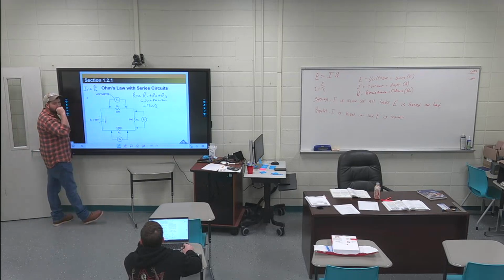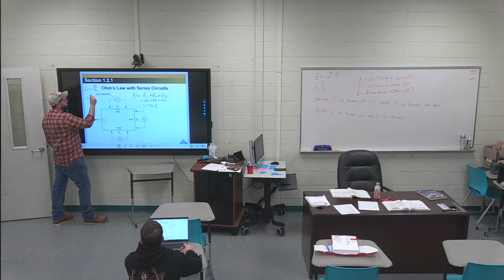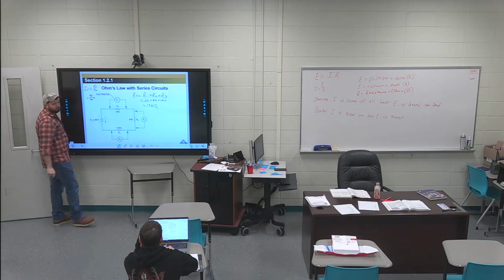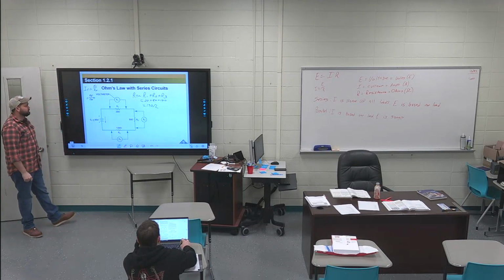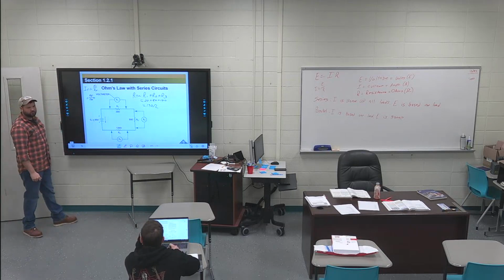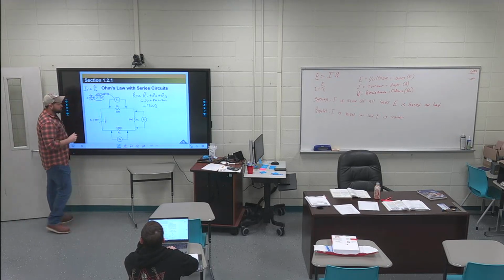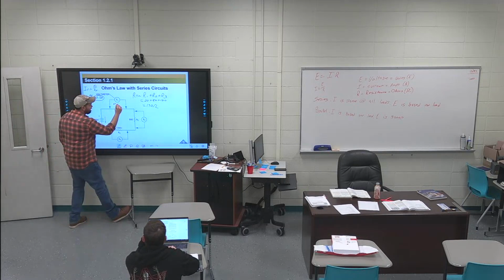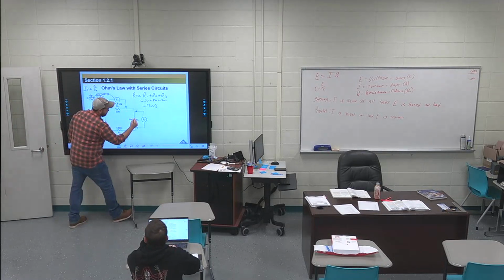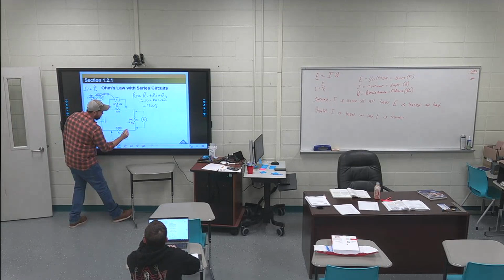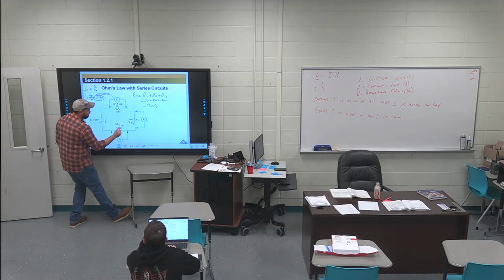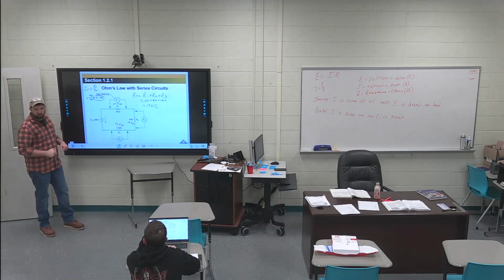What's my voltage total? 95. What's 95 divided by 190? That's half, isn't it? 0.5 amps. So that is my current total. So I have 0.5 amps here, 0.5 amps here, and 0.5 amps here, because my amperage is the same at every load, right?